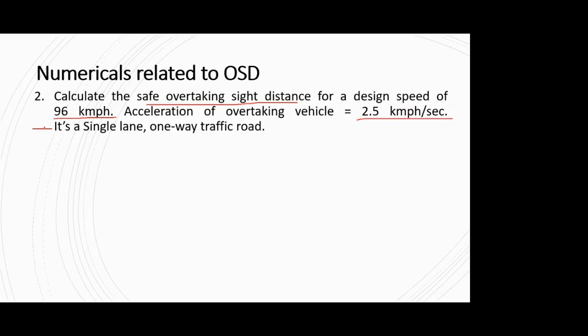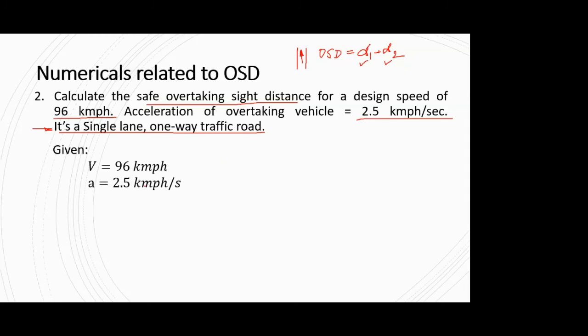Then they have given the lane configuration and traffic condition: it's a single lane, one-way traffic. Single lane, so it's just 3.5 meter width, and you have one-way traffic. Now you don't have an oncoming vehicle, so obviously the OSD that you need to calculate will have only two components, D1 and D2. The first one is for the reaction time and the second one is for the overtaking time.